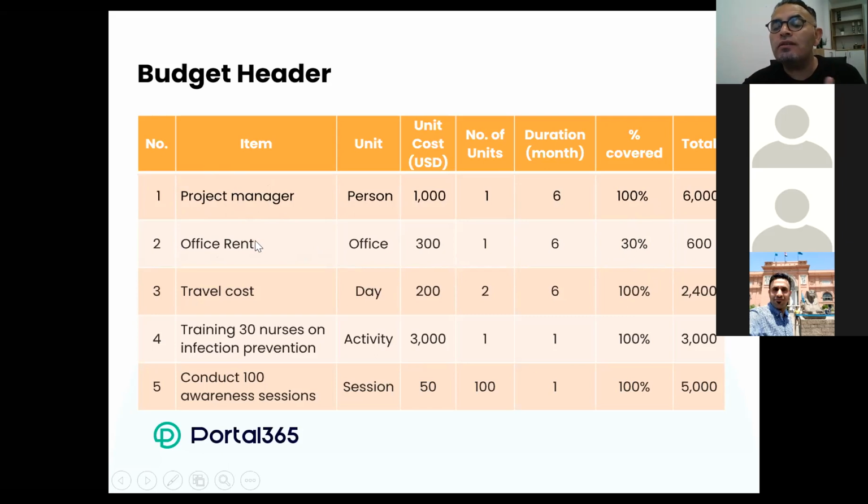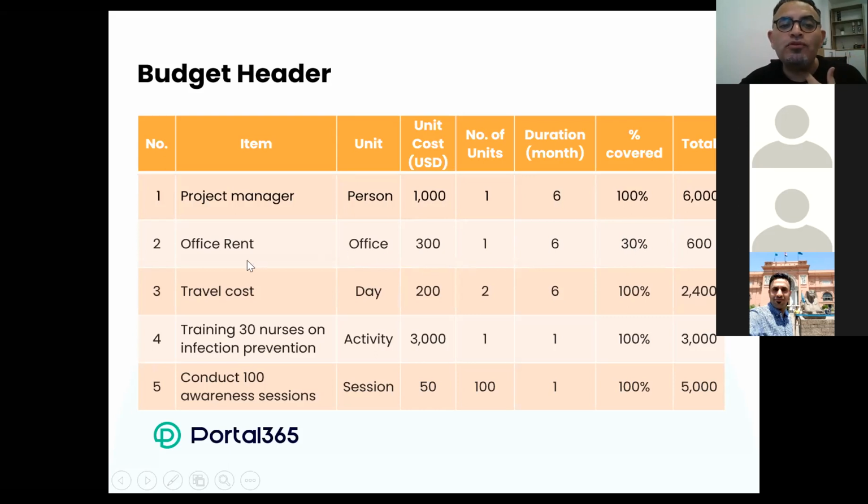But for the office rent, the donor refused to cover the whole office of the organization if this office is hosting people that are working on different projects. So the donor says, okay, I will pay 30% only for the staff that are funded by me. So this 30% is covering the staff that are funded within this project.